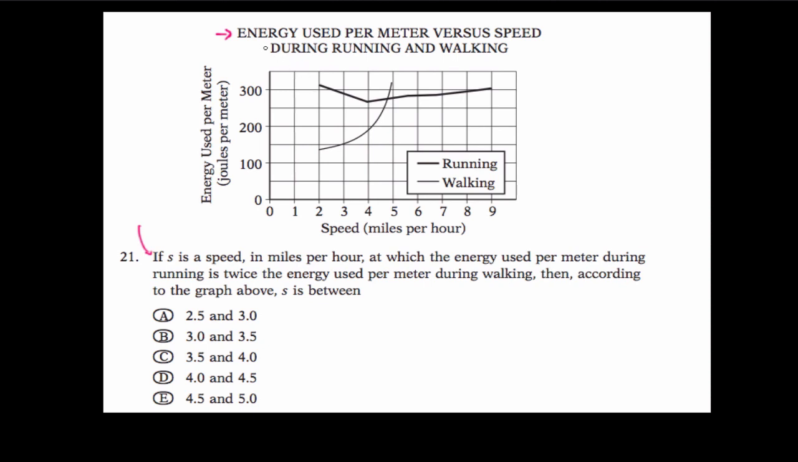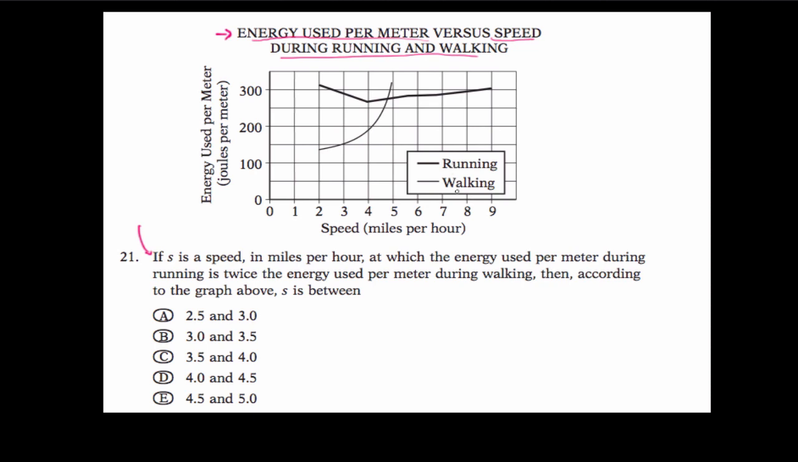What we are told here is the graph below is the energy used per meter versus the speed during running and walking. Again, the energy used per meter versus the speed during running and walking. The energy used per meter is the y-axis, like you can see here, and you've been given the units, and then the speed during running and walking is here.